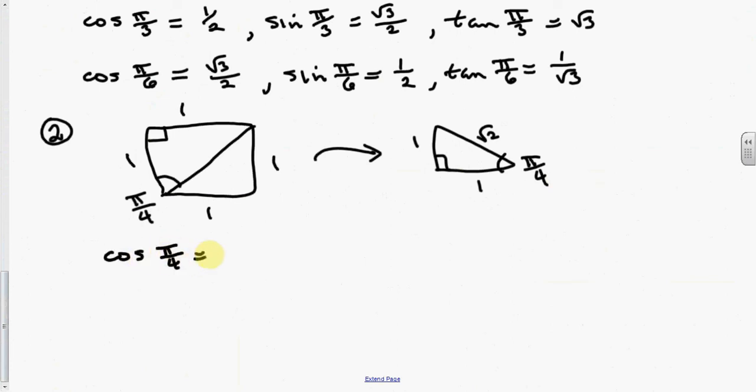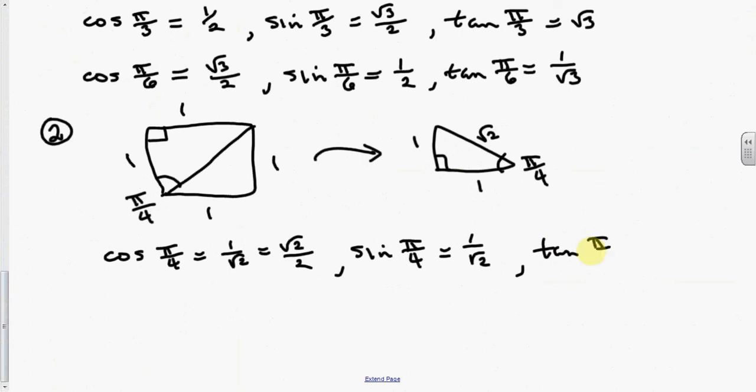Cosine of pi over 4 is 1 over the square root of 2, or if you want to write that as the square root of 2 over 2. Sine of pi over 4, 1 over the square root of 2. And then the tangent of pi over 4 is just equal to 1. So those are helpful, and as we work some of these problems, we'll refer back to these two just to help us out.